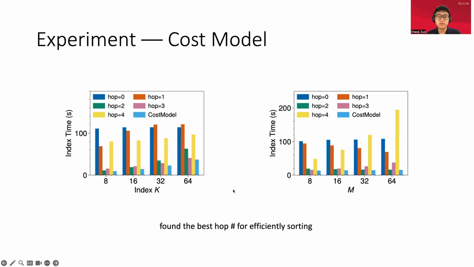And in this experiment, we evaluate the efficiency of our cost model. We can see that with our cost model, we can always find the best number of hops for efficient sorting. And we can boost the index time by at least 5 times.